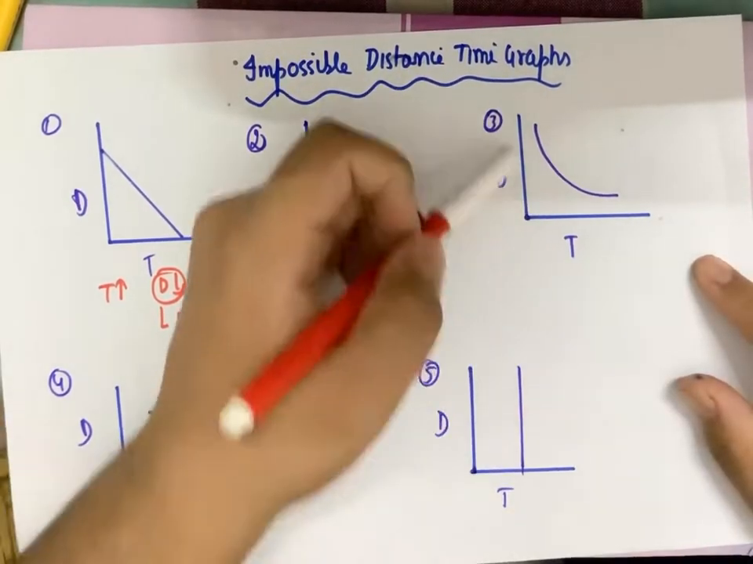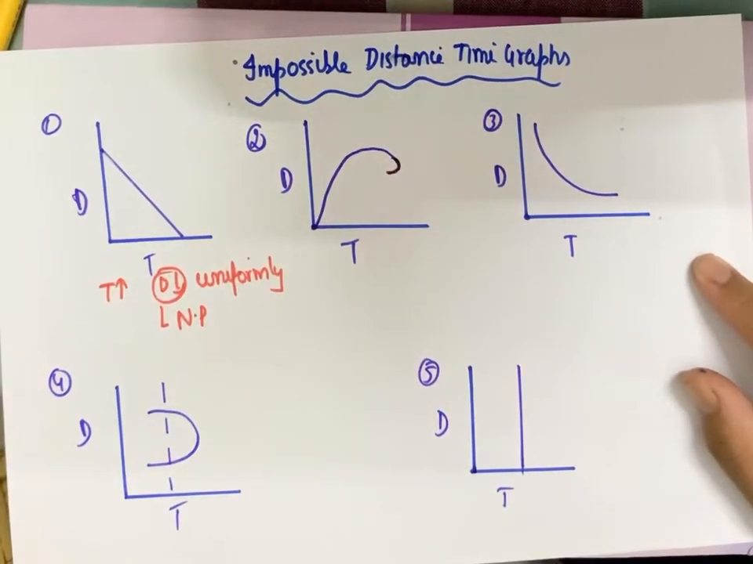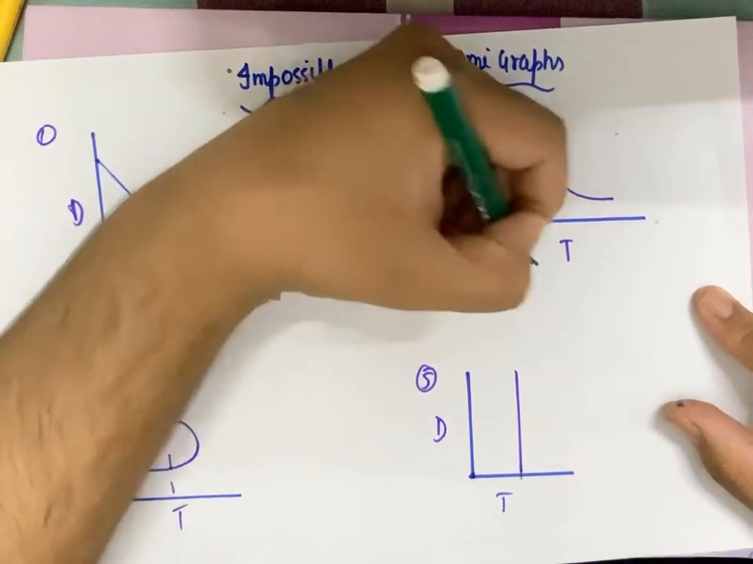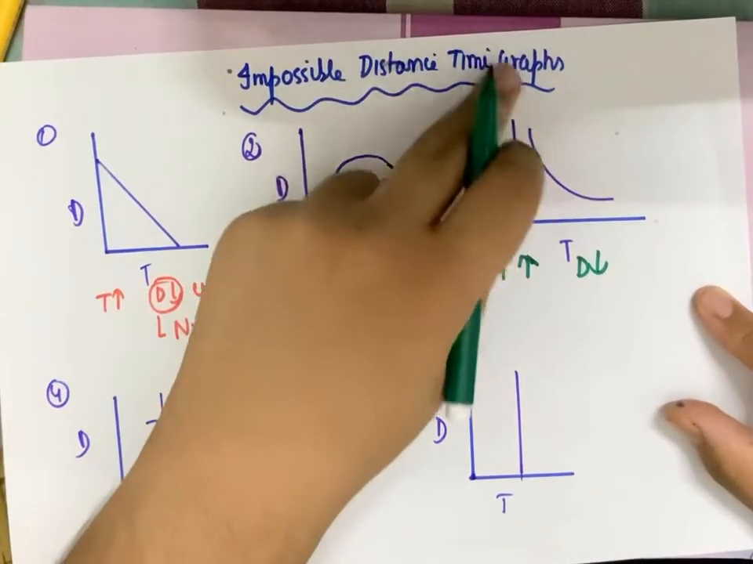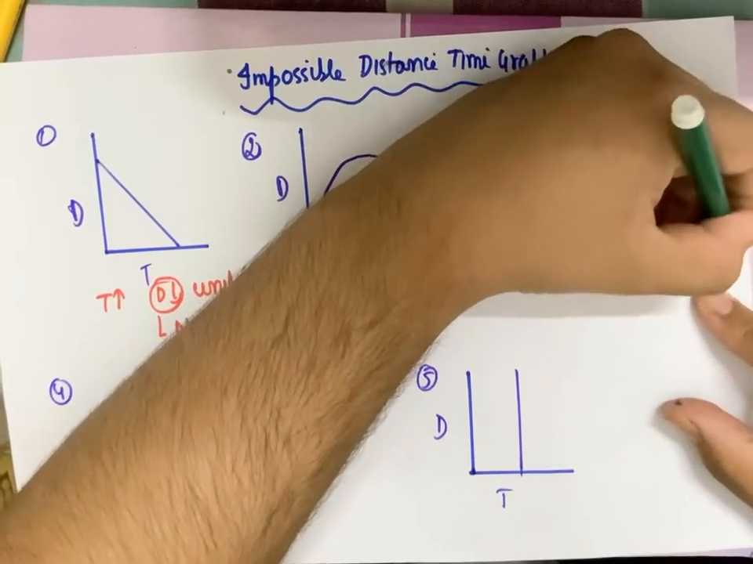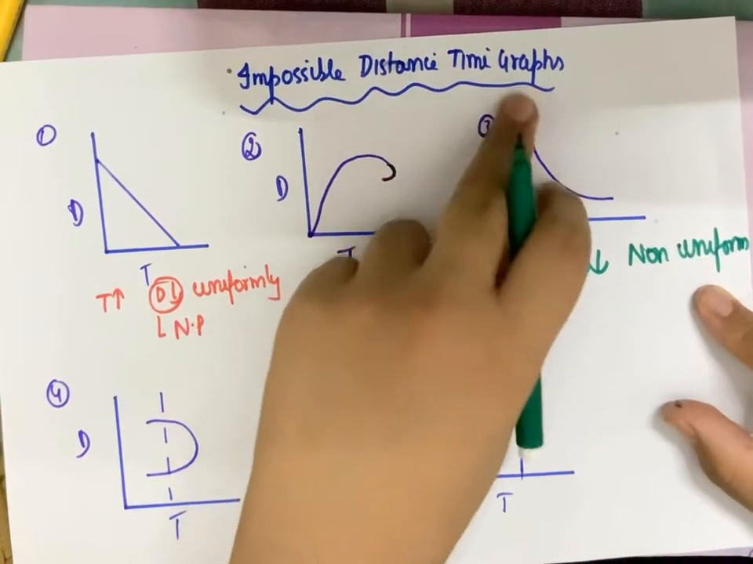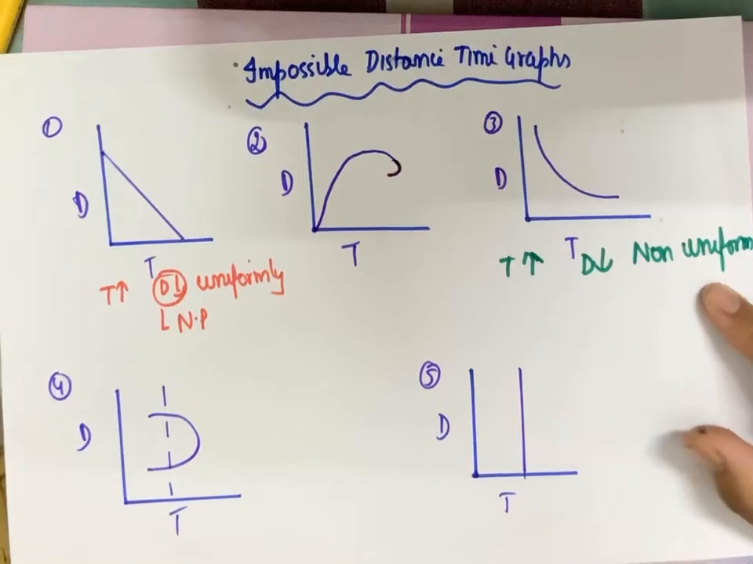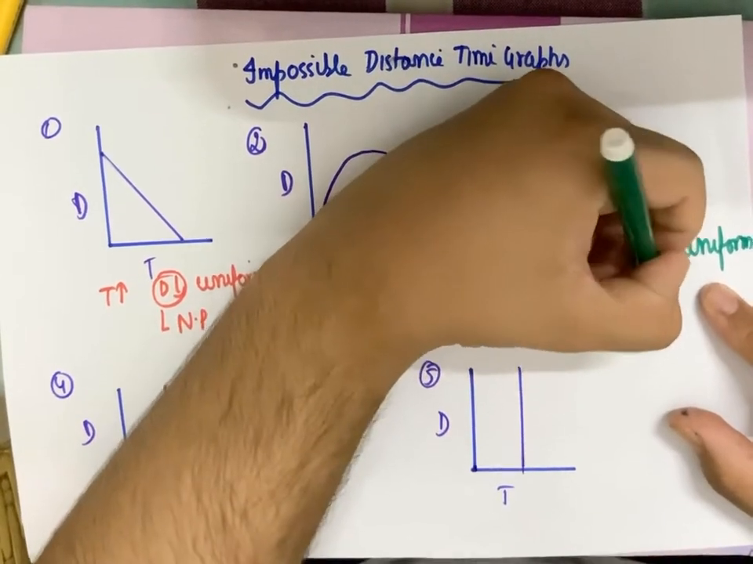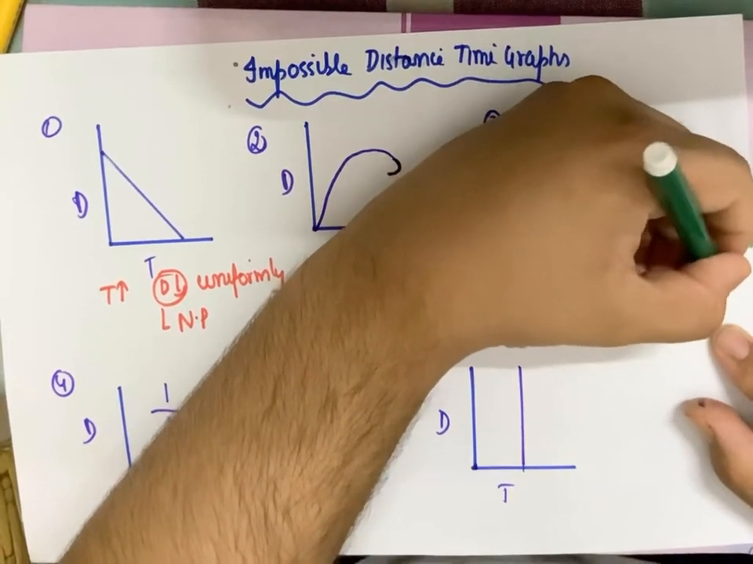The third case is again representing the same thing like 1. There is one difference only. Time is increasing. Distance is decreasing again, we can see, but this is non-uniform. Okay, so these are 2 cases because this is not decreasing with equal respect to time. This is non-uniform, but the reason here is also the same. Distance can never decrease, not possible.